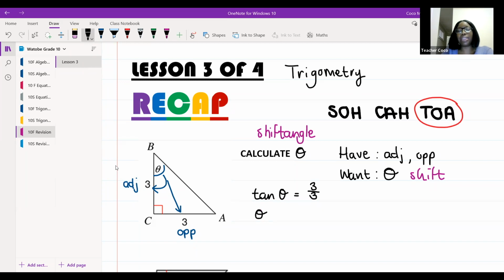Good. All right. We skipped one step over there. Okay, remember we need to go theta is equal to arctan, or shift tan, right, of 3/3. Don't forget this part, it's very, very important. Then we can go, therefore, theta is equal to 45 degrees. Excellent. Don't forget, this part is also very important.